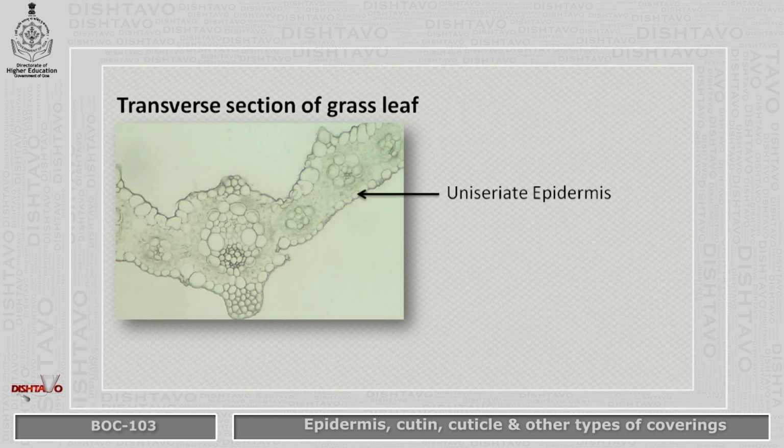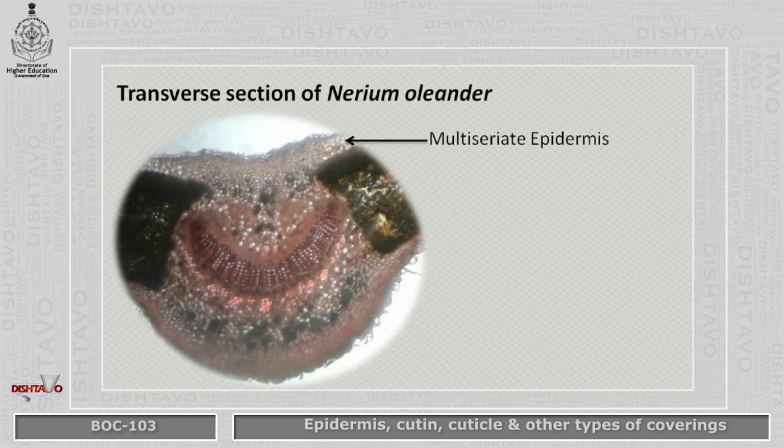This is a transverse section of grass leaf observed under the microscope, showing the single layer of epidermis, uniseriate epidermis, which is marked with the arrow. Next is the transverse section of nerium leaf, that is Nerium oleander species. The arrow designates the multiseriate epidermis. Here it is more than 3 layers. The topmost portion you can see is pink in color.